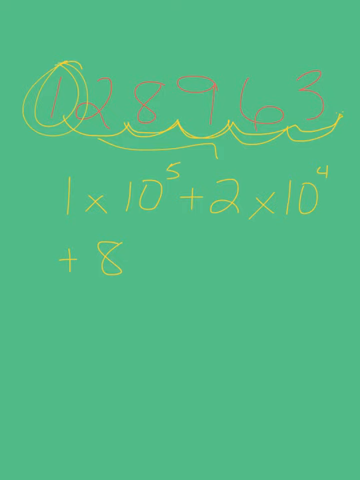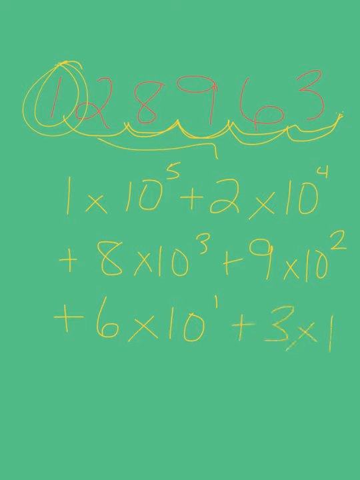So I'll just continue. So 8, it'd be 8 times 10 to the power of 3, plus then 9 times 10 to the power of 2, plus 6 times 10 to the power of, well, you can put 10 to the power of 1. It's also just 10. And then plus 3 times 1. And that's expanded form for this huge number here.